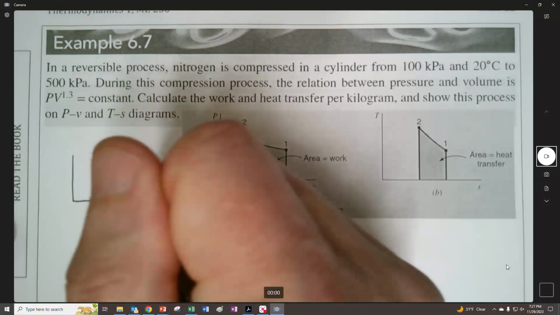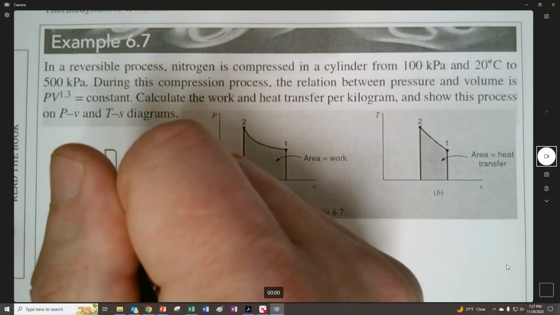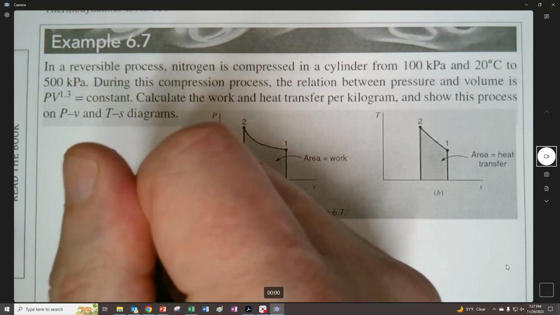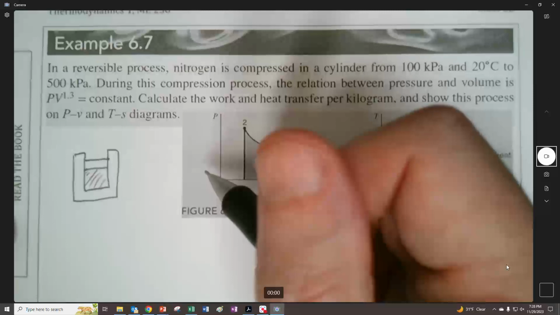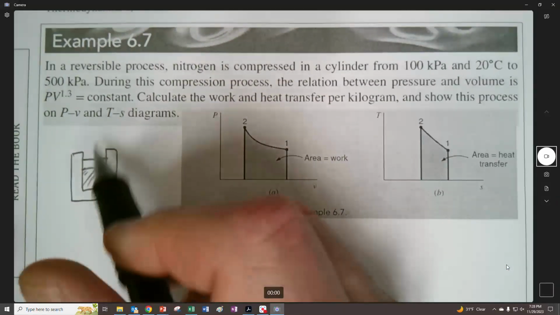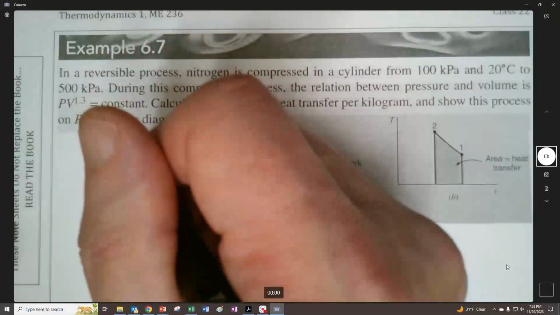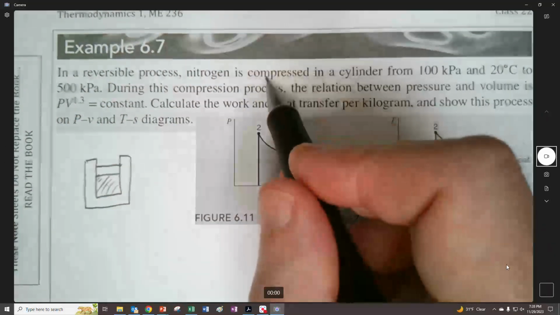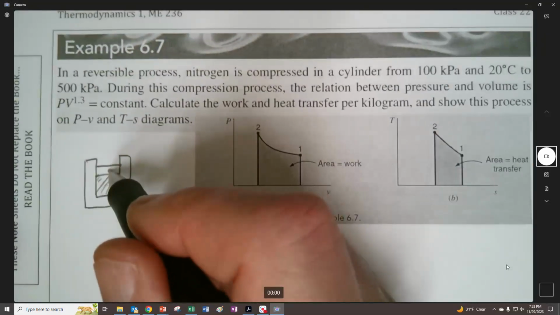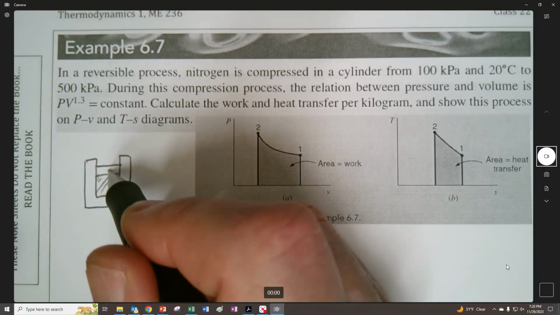So even if it's not 100% necessary, I like to draw. I like to draw, trying to think of and picture this thing. We got this, and it's compressed, right? So we're compressing this. So I think we're putting work into the thing and going from one state to another. Yeah, so we're going to have work in.